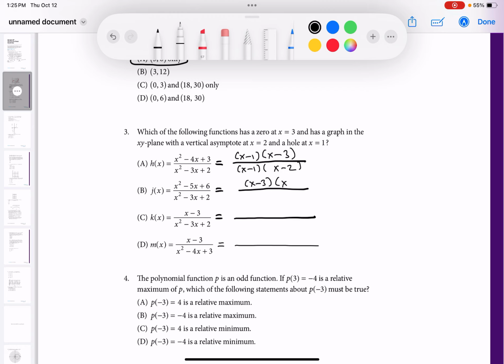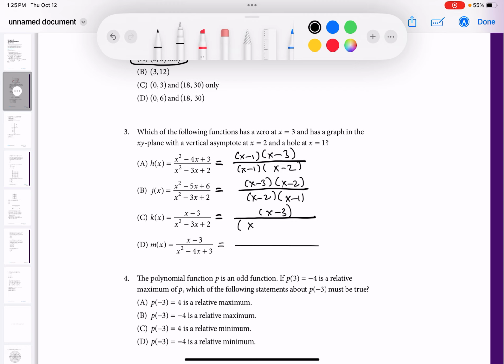And then it looks like x minus 2. And what's the bottom going to be? X minus 2. And it looks like x minus 1. Let me just recheck that. Yeah, you have minus 3x. Yeah, it looks pretty good. Minus 5, 6. Yeah, it looks pretty good. This one's pretty easy. Just x minus 3 on top there.